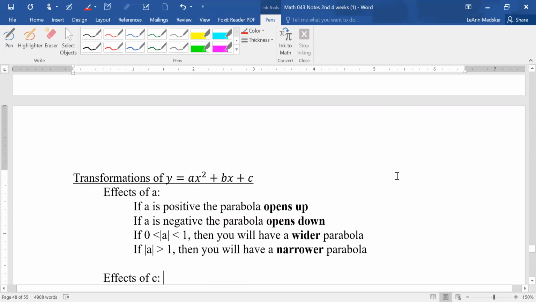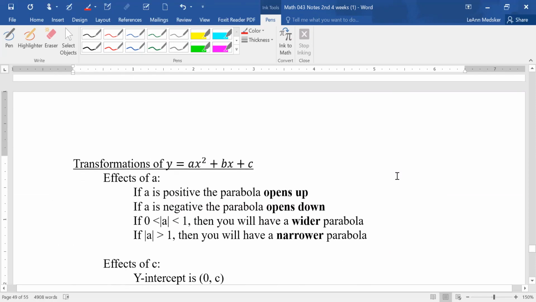Now, are there other comparisons that can be made? Of course there are. So here's my summary. It says if you have your ax squared plus bx plus c, if a is positive, we know the parabola opens up. If a is negative, the parabola opens down. If the a is between 0 and 1, your parabola will be wider. If your a is greater than 1 out front, your parabola will be narrower.